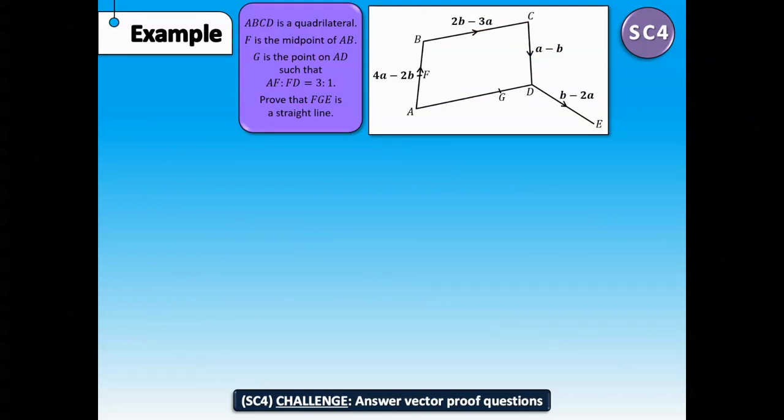In this question, ABCD is a quadrilateral. F is the midpoint of AB, and G is the point on AD, so that AG and GD is in the ratio 3 to 1. We want to prove that FGE is a straight line. So we find two vectors that form the straight line.